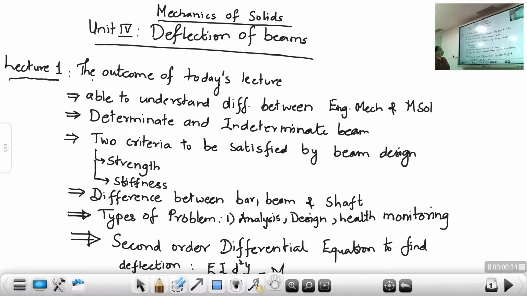the difference between the bar, beam and the shaft. We just understood the difference between bar, beam and shaft, as well as the different types of problems that you will be encountering as and when you move to your higher semesters. What is analysis? What do you mean by design problem and what is health monitoring problem? And thereafter we will be deriving the second order differential equation which is required to solve deflection problems.